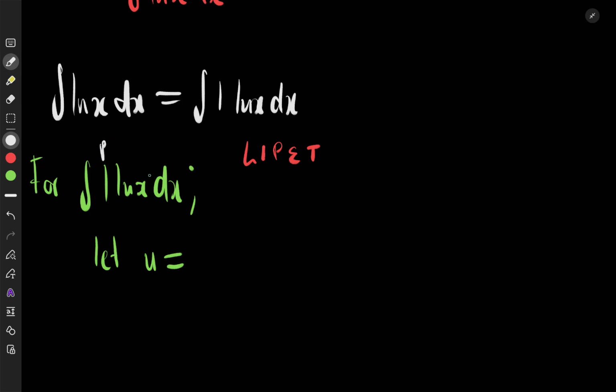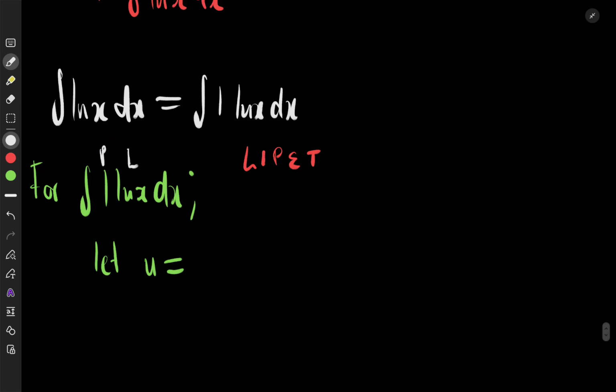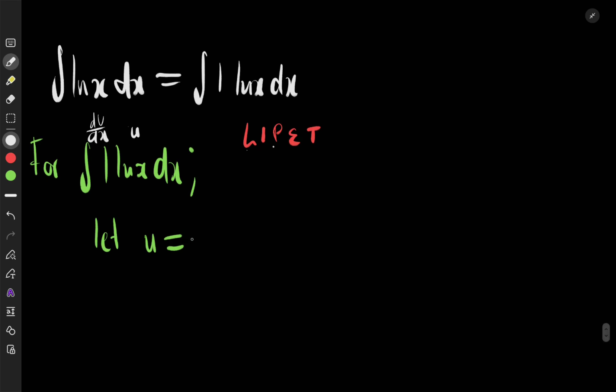What is 1? 1 is a polynomial. ln is the logarithmic, right? L, the logarithmic. So L comes before P, right? So he is going to be the u, and the other is going to be the dv dx, basically. So you say, let u be equal to what? ln x. Remember, it's not the order in which they are written. Okay? Good.